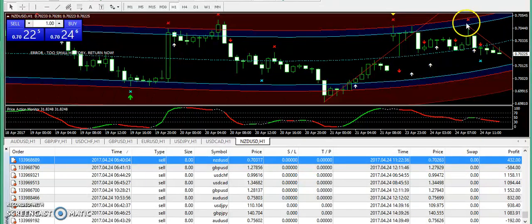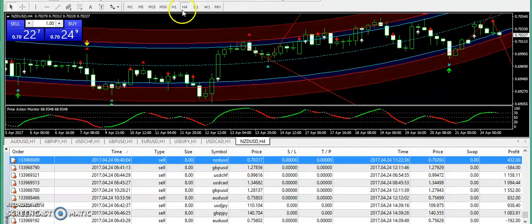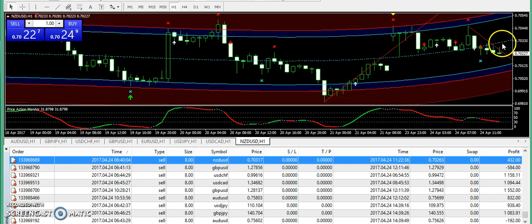So I have supplied the sell signal, and right now you can see that hourly candles have closed below the dotted blue line. So on the hourly chart we can say that more selling chances can be seen on the basis of H1. If you see the H4 chart, I can still say that it's looking bearish to me, and I'm expecting more downward trend on the basis of H1 on New Zealand USD.